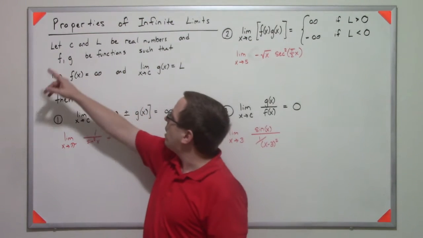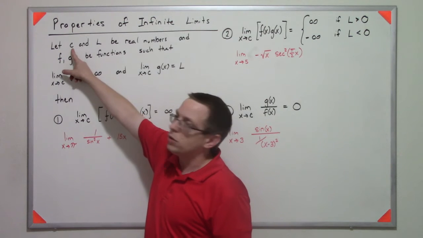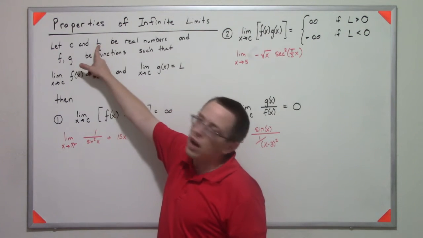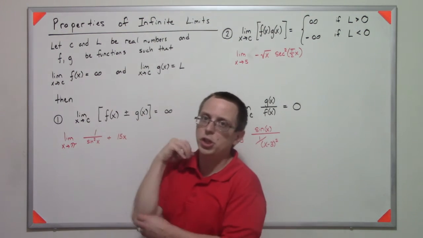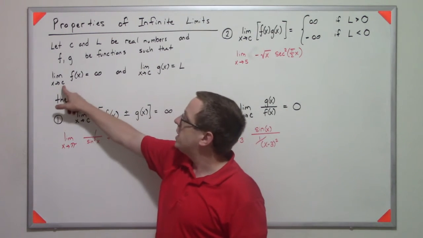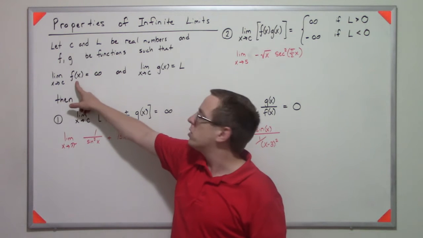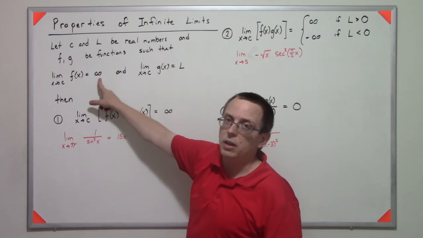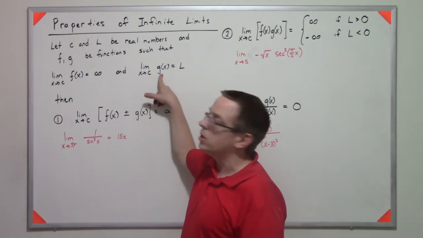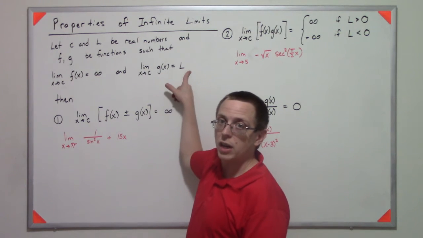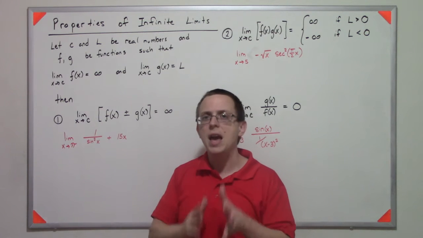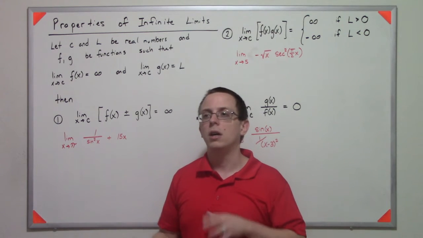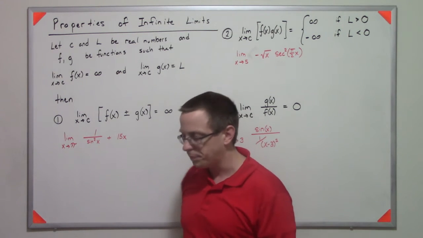So if I have some sort of finite number c and finite number L, and I have two functions, f and g, where the limit as x approaches c of the f function is an infinite limit, and as it approaches c for the g function, you have a finite limit. So one of these is infinite and one of these is finite. If you have that case, then all the following situations hold.